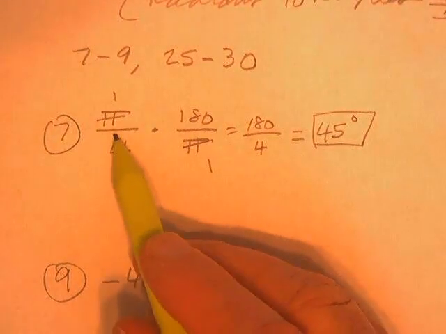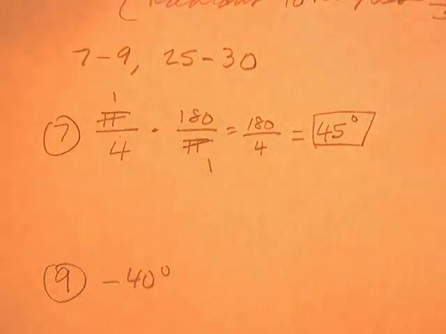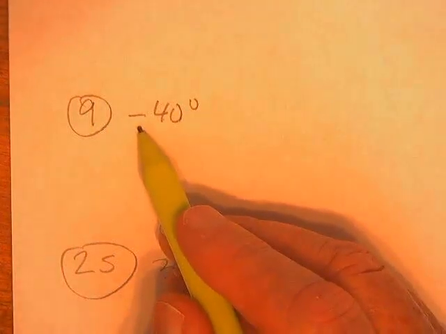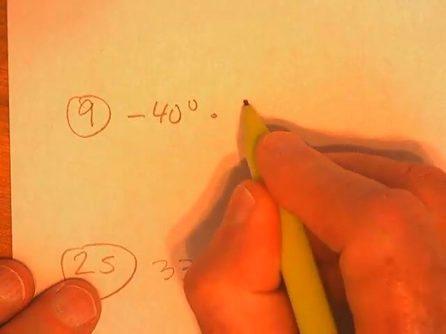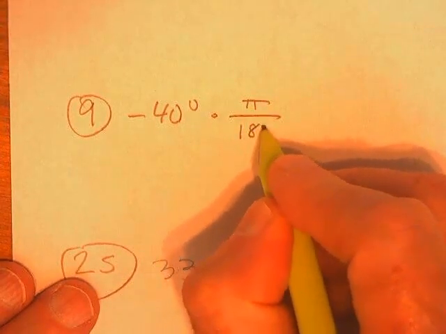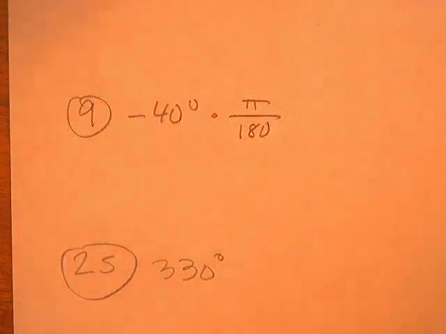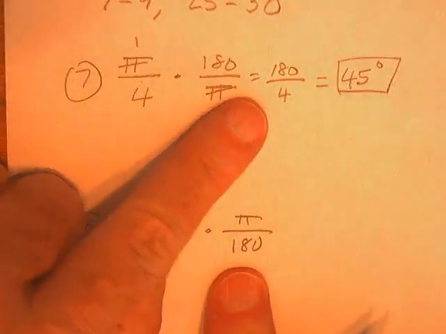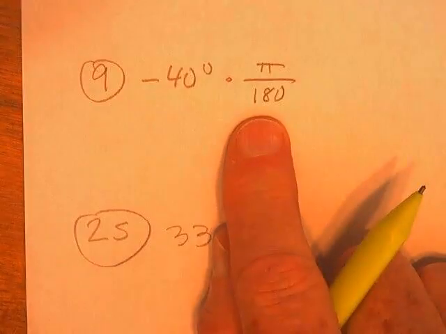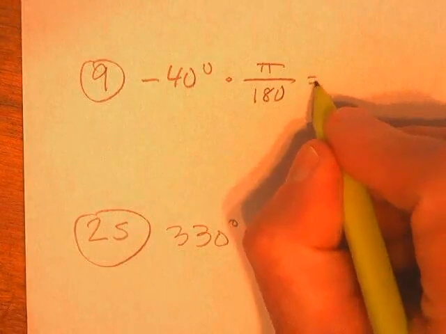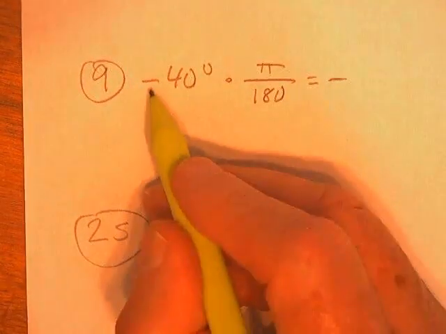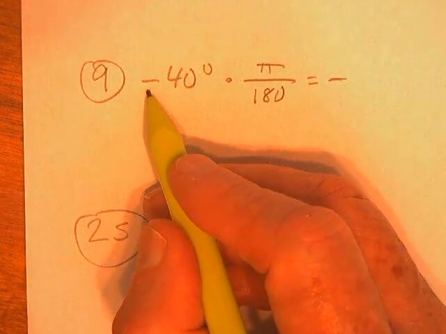So some of these problems, they're going to give them to you in radians. Look at number 9. They give it to you in degrees. So my formula to change from degrees to radians is to multiply by pi over 180. It's just the opposite of this. Okay, so let's see, the answer is going to be negative, so just make sure you get a negative out here. We're going clockwise instead of counterclockwise.